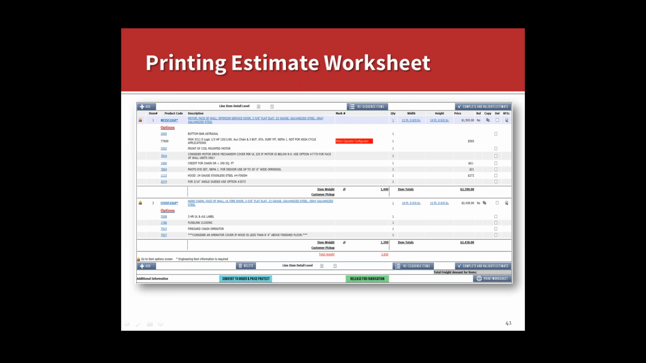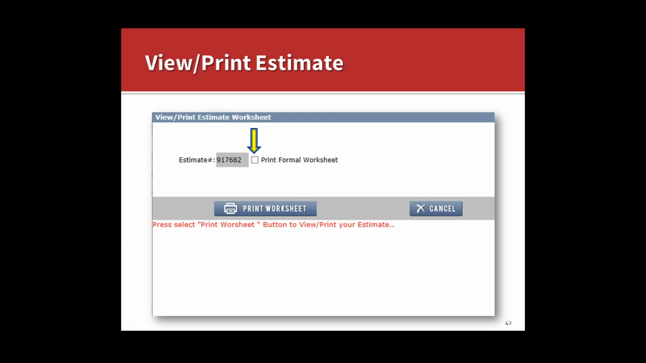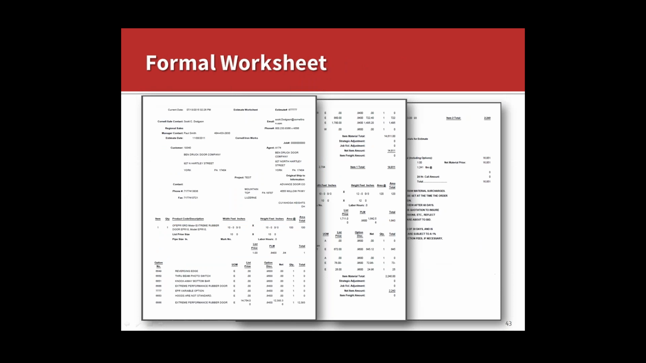When the estimate is complete, you can print the estimate worksheet. Start this process by clicking on the Print Worksheet option just above the Material Total section on the estimate screen. You'll then have the option to print a formal worksheet or print a basic worksheet. This is an example of a formal worksheet. This worksheet will show the product code, description, door size, and total dollar amount for the estimate.